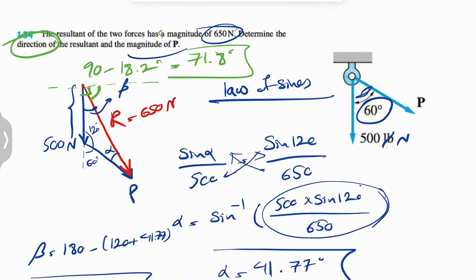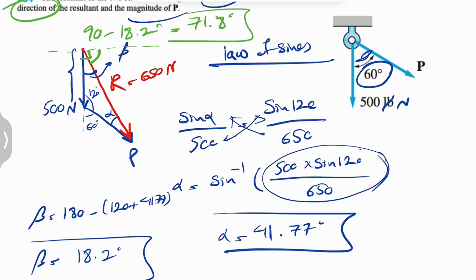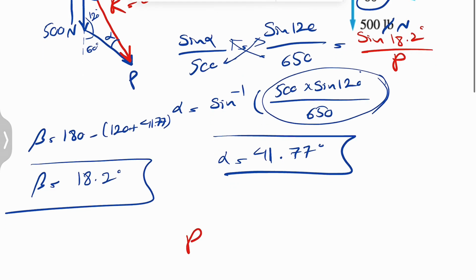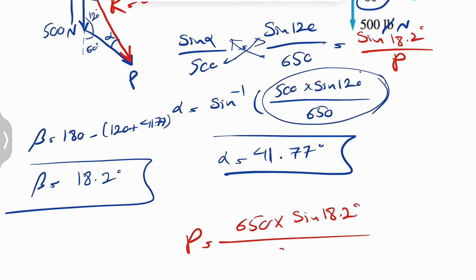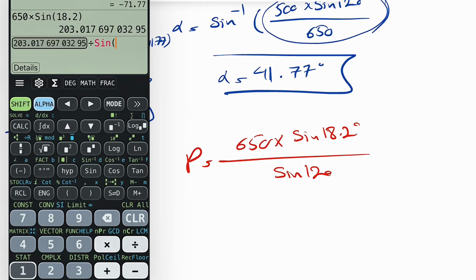So now that we have the angle, the direction part is done. We just have to do the law of sines one more time. If we just continue our law of sines in here, this will also be equal to, now that we have beta, sine of beta, which was 18.2, over P, and from here we can find P pretty easily. So our P would be 650 times sine of 18.2 divided by sine of 120. Let's see what we get.